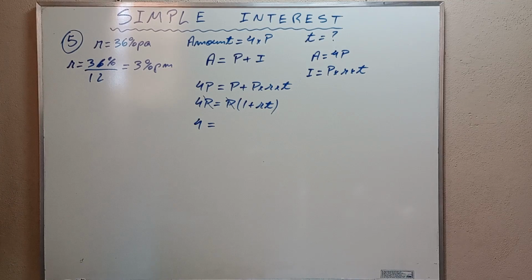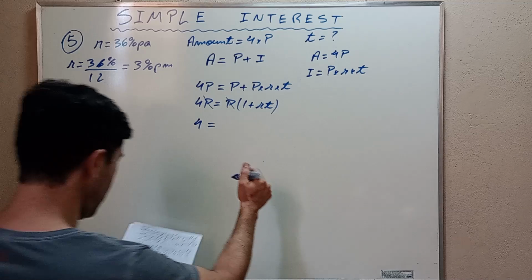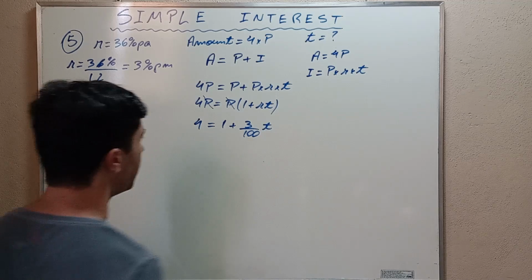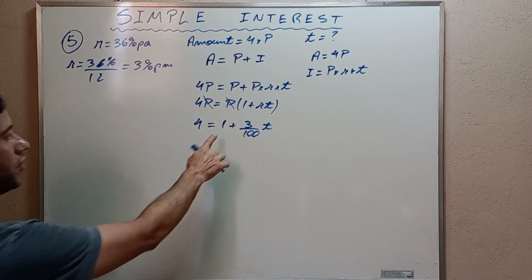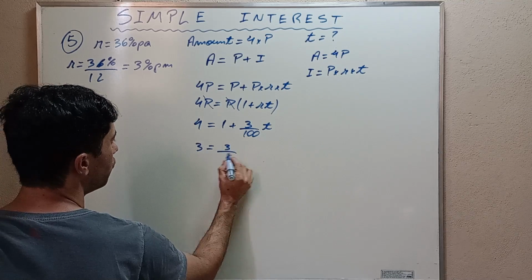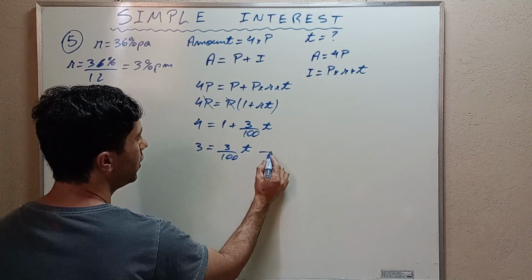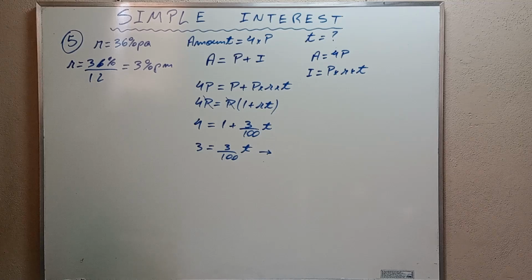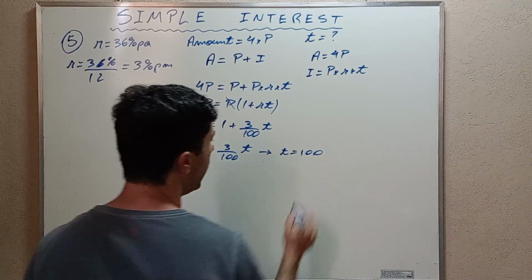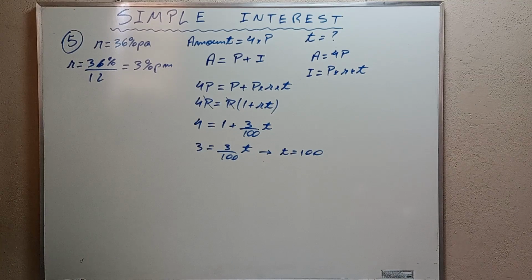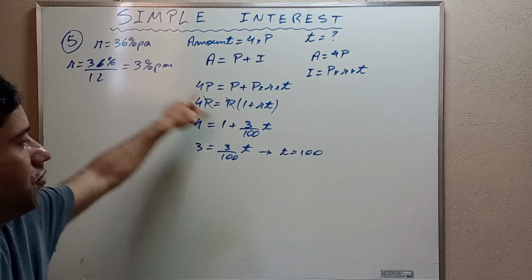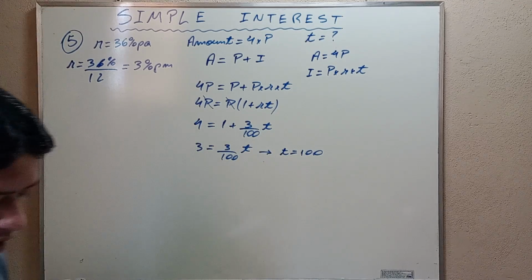Alright, 3% per month. And we are going to use this here, and it means that it is 1 plus 3% times T. Okay? We pass this 1 to this side, it becomes 4 minus 1, 3 is equal to 3 over 100 times T. Okay? And if we continue solving, we find that the time is 100 months, okay? This is what it means. This T here we calculated on a monthly basis. This is 100 months, all right?